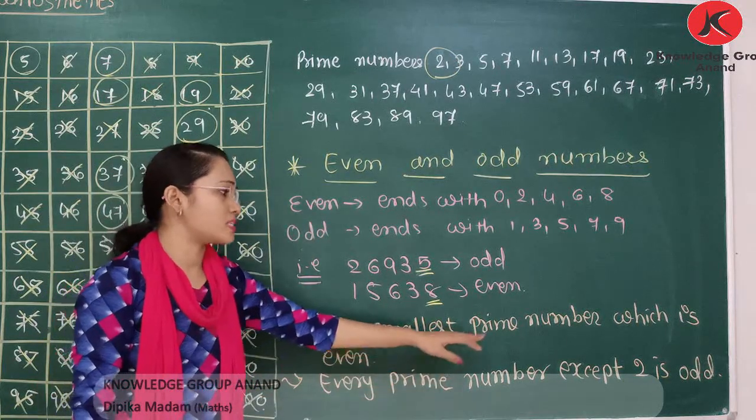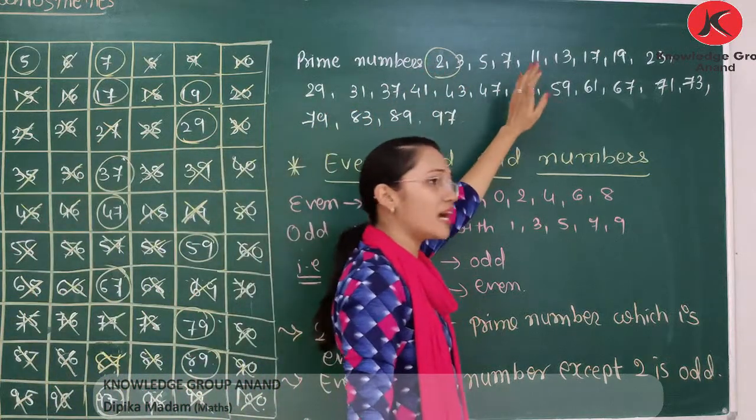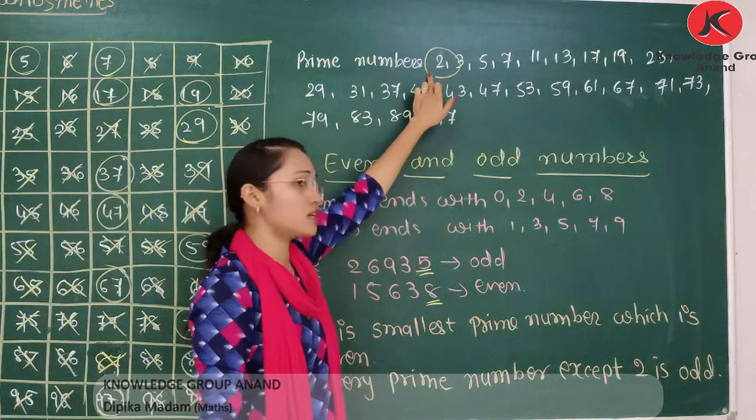Every prime number except 2 is odd. So, બે સિવાયના બધા જ નંબર કેવા છે? ઓડ. Only 2 is the even number.